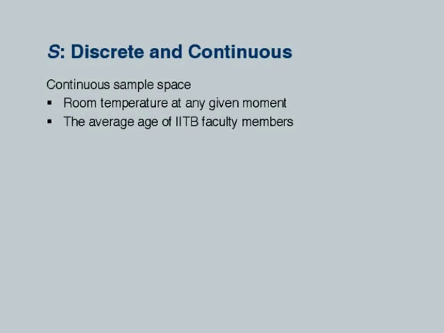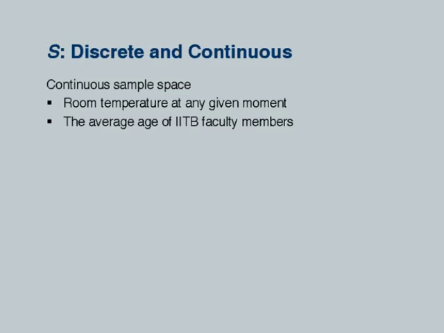So now you also know what continuous sample spaces look like, and here you have two examples. Room temperature, let's say of this room, this hall, at any given time in degree centigrade. It could be any number, right? Any positive or negative number from minus infinity to plus infinity theoretically. So that is a continuous sample space.